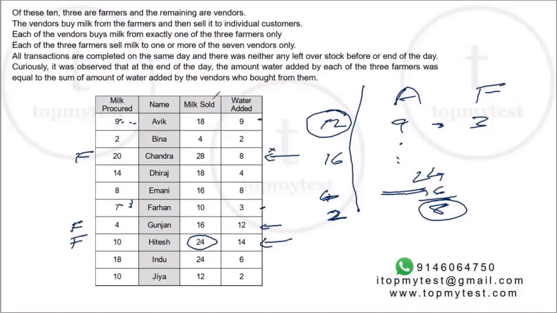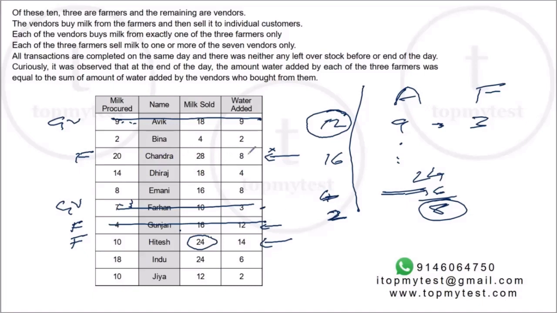So we know Avik and Farhan are the only ones who buy from Gunjan. So they buy from Gunjan. They are Gunjan's vendors. So we have taken care of Avik, Farhan and Gunjan.